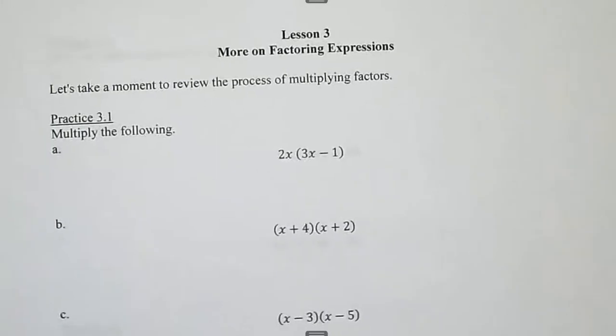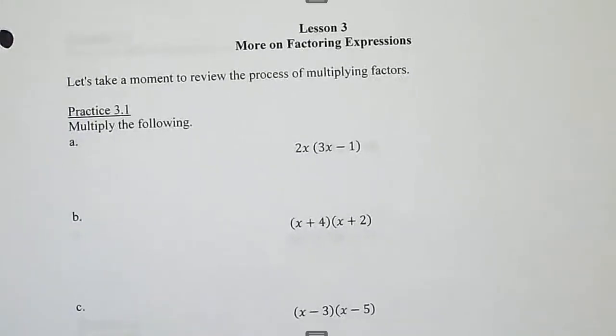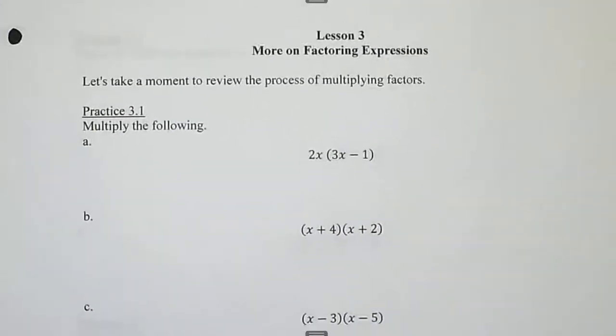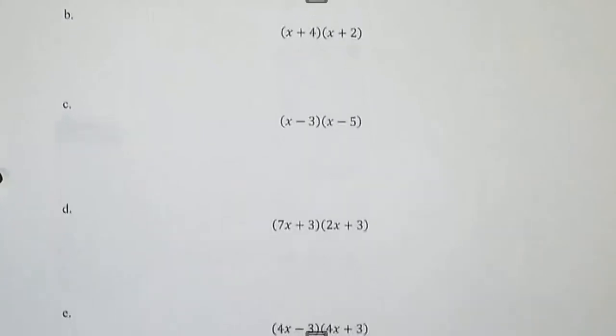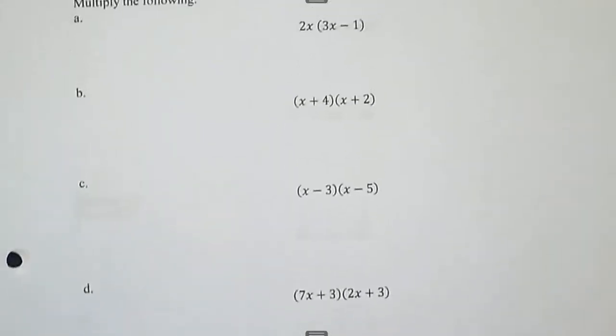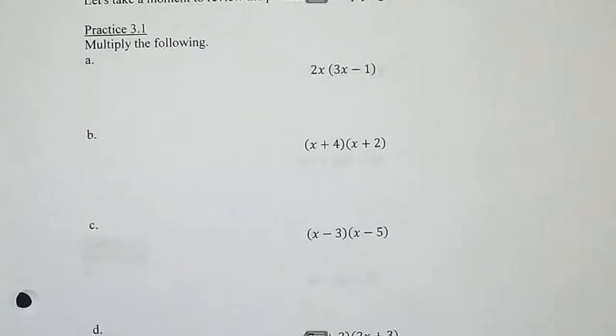Today we'll be learning lesson 3 from Unit 5. Unit 5 is all about quadratic expressions. So we're going to start by taking a moment to just practice multiplying. So what I want you to do is practice 3.1. You've got A through F. So take a second and do that as a little bit of a warm-up.